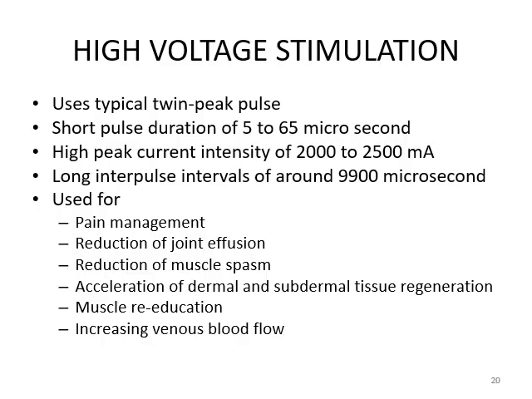Next type of stimulation is high voltage stimulation. They are also known as high voltage pulsed stimulation or high voltage pulsed galvanic stimulation. The current uses twin peak pulse, which is the typical characteristic of this current. Each pulse duration is very small, in the range of 5 to 65 microseconds. They have very high peak current intensity in the range of 2000 to 2500 milliamperes, and the interpulse interval is very long. As the intensity is very high, they usually keep the interpulse interval relatively prolonged.